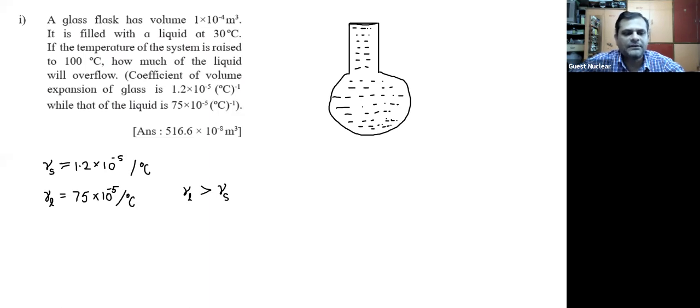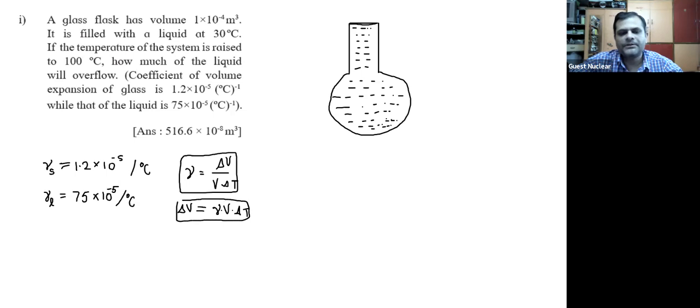For that we have to remember the definition of gamma. In general, the coefficient of volume expansion is defined as the change in volume upon the original volume at 0°C, or any initial temperature, into the change in temperature. So if we rearrange this formula for gamma, we can write delta V as simply gamma into V into delta T. This is our formula for the change in volume.